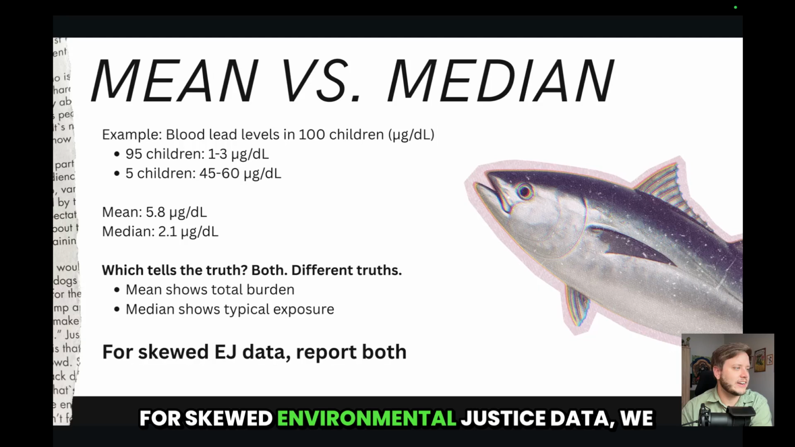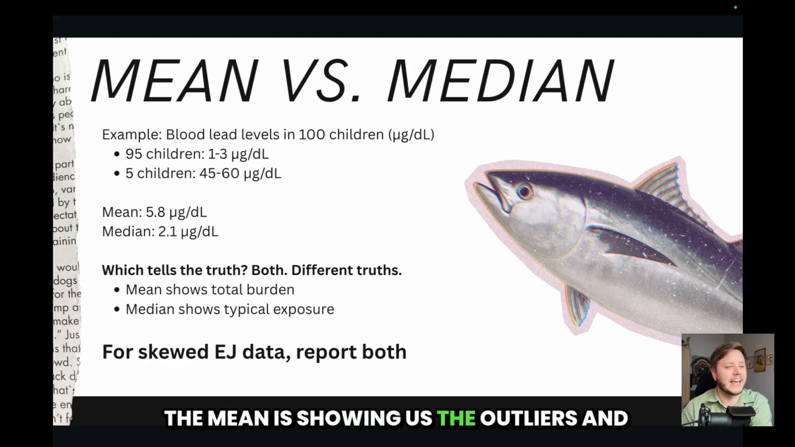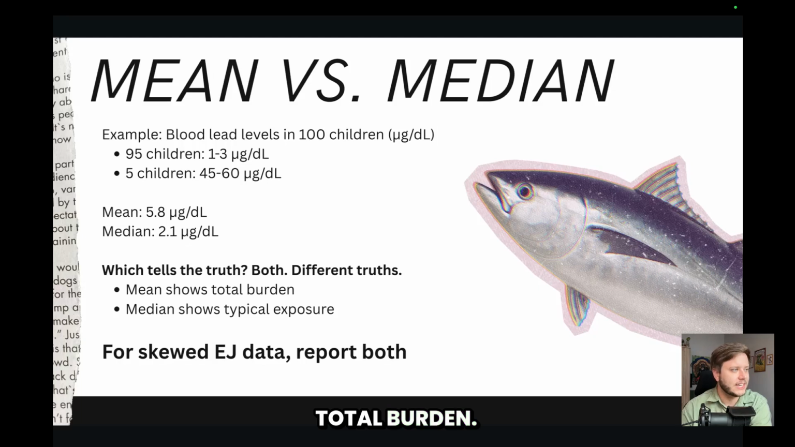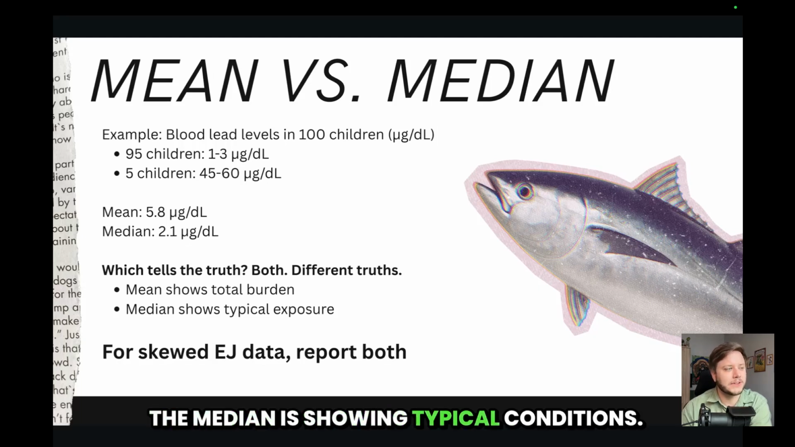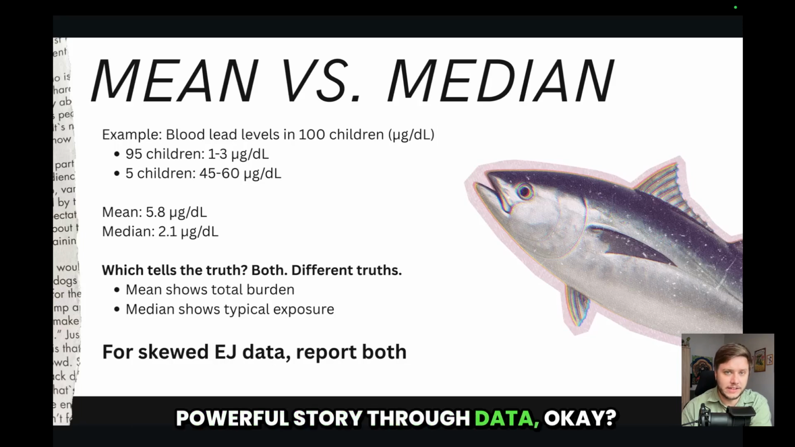For skewed environmental justice data, we should report both, right? The mean is showing us the outliers and total burden. The median is showing typical conditions. This makes for a powerful comparison and a powerful story through data.